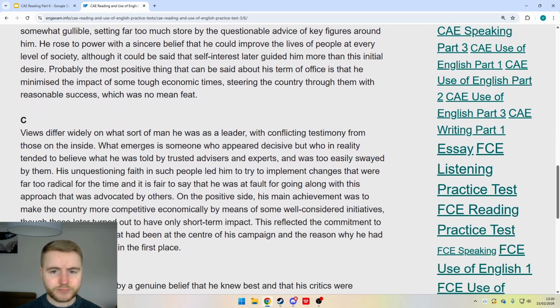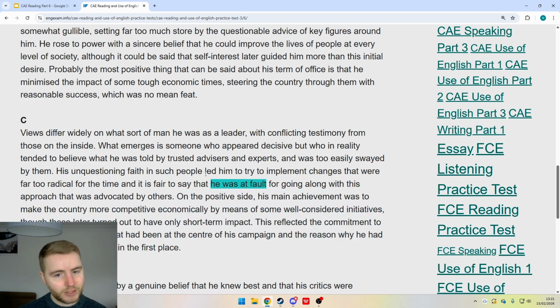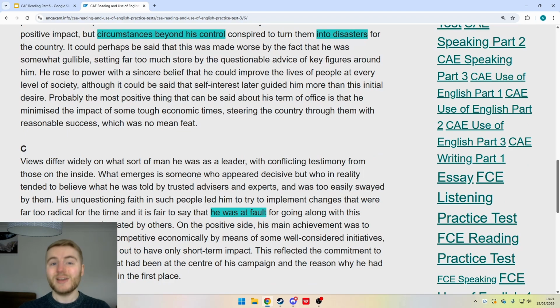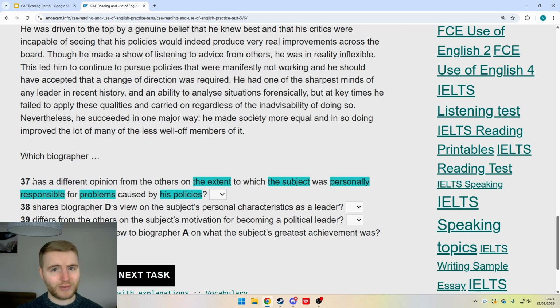We can come to C. Again, scanning for problems, responsible. Okay, I see the words, he was at fault. Yep, okay. And I can see this part says on the positive side, so this part of the paragraph will all be positive, but we can see paragraph C believes that he was at fault. He was responsible for the problems. So C, I'm going to write, he was responsible. Now, by this point, I can see that A and C both agree he's responsible, and B say he wasn't responsible. So I can already see that B will be the correct answer.